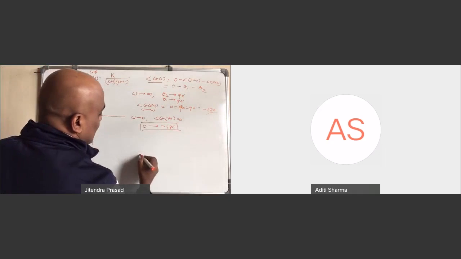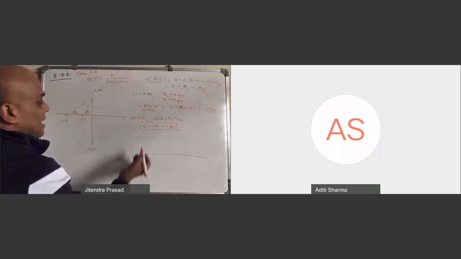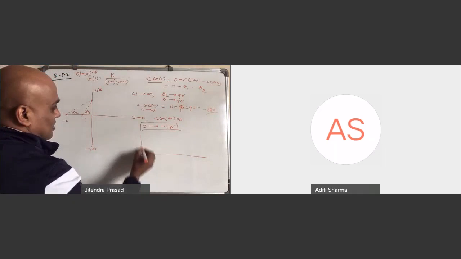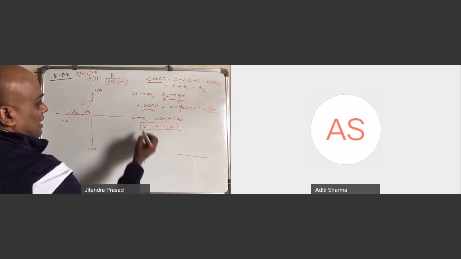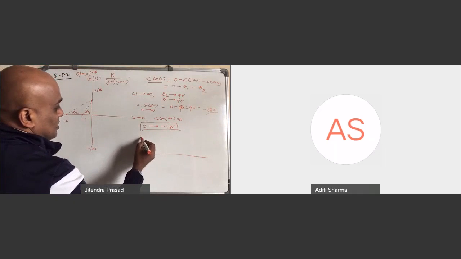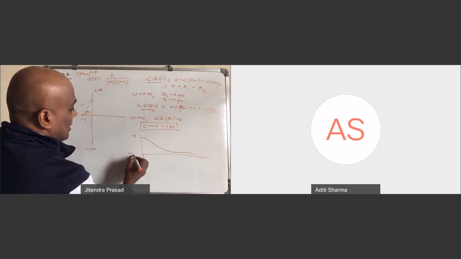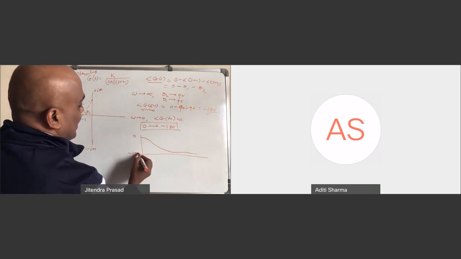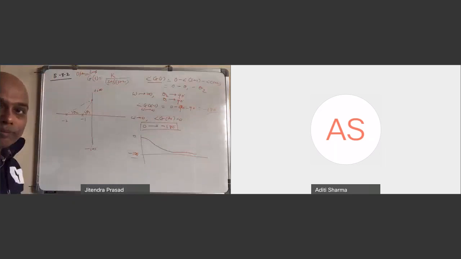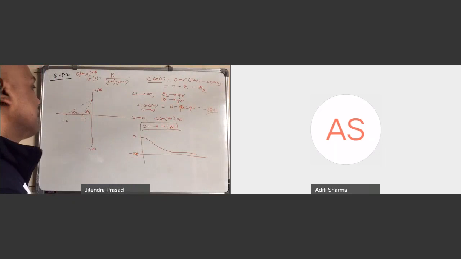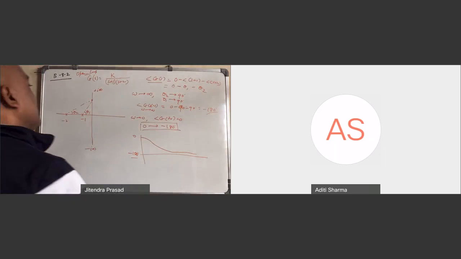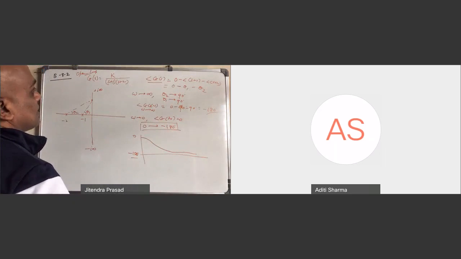Hence, you can immediately draw the phase diagram for the Bode plot. It will start at 0 and go to minus 180 degrees. So you are seeing how it is going. Okay.